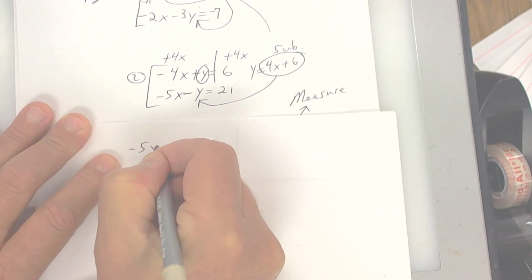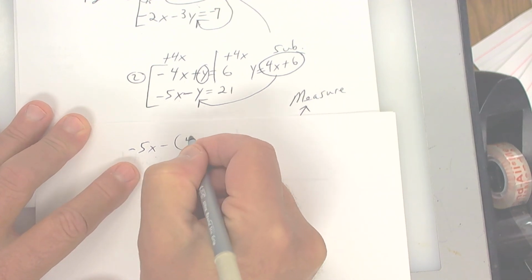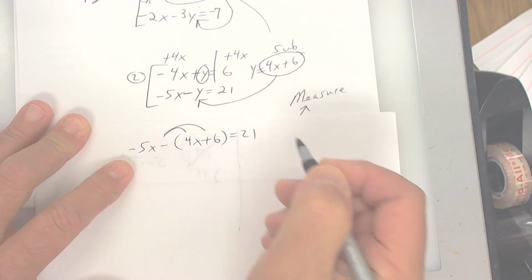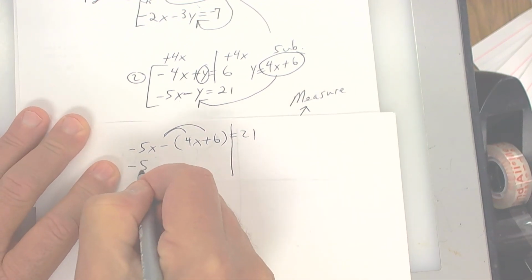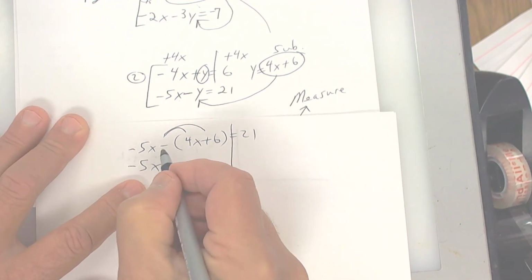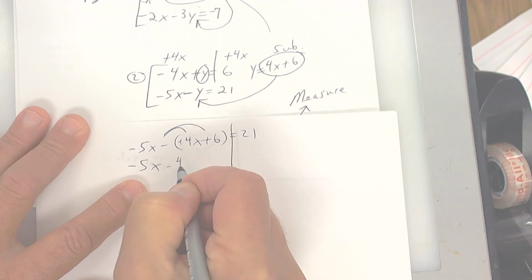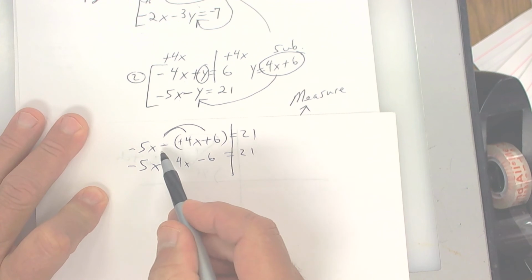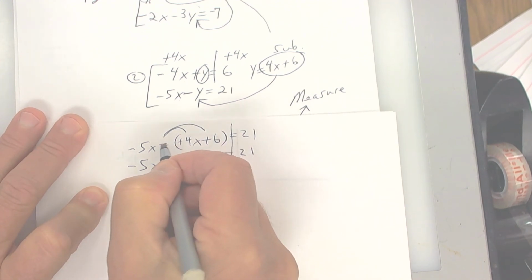So you're going to get negative 5x minus, open parentheses, 4x plus 6. Draw your double arc like that. So you're going to get negative 5x. You have to distribute that negative. A negative times a positive is a negative. Okay, make sure you distribute that negative. Put a star by that.